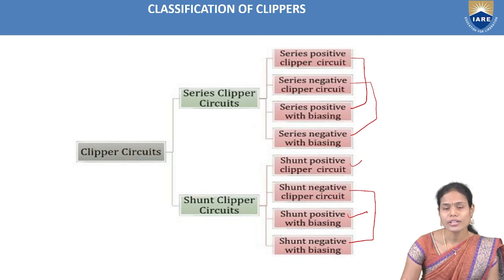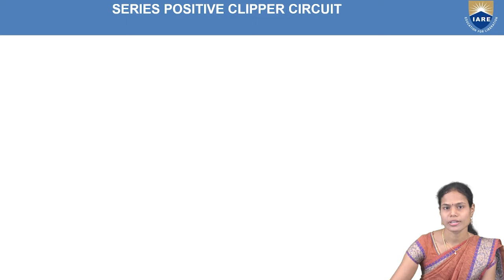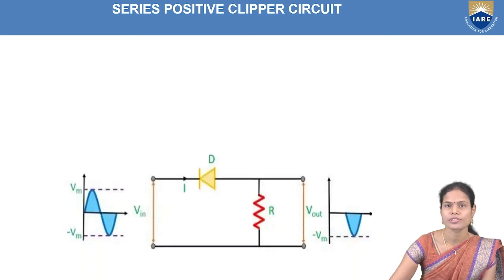So how can we differentiate whether the given clipper is a series clipper or a shunt clipper? It depends upon the construction here. If the diode is in series with the resistor, then we call it a series clipper. If the diode is in shunt with the resistor, or parallel with the resistor, we call it a shunt clipper. So our first type of clipper is the series positive clipper circuit.